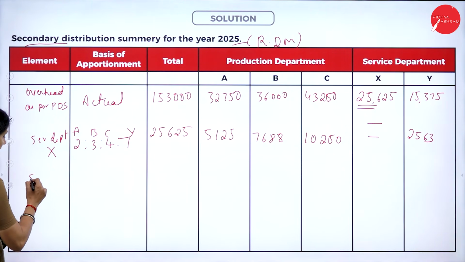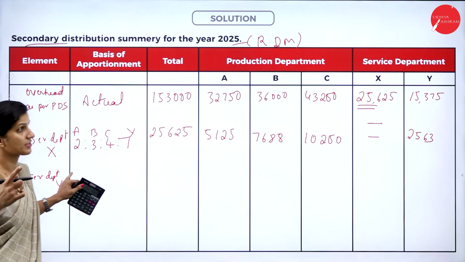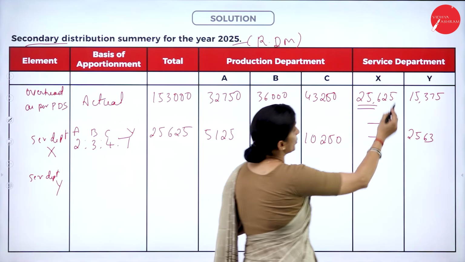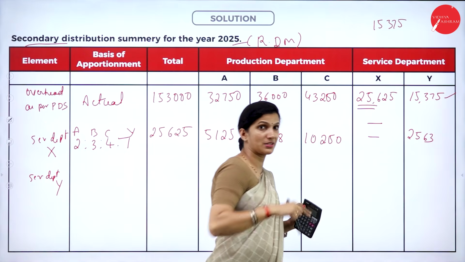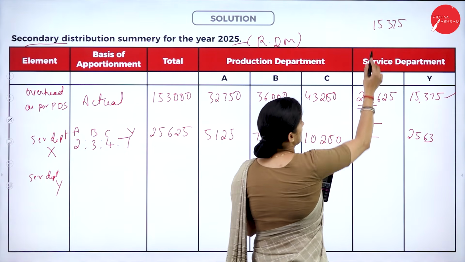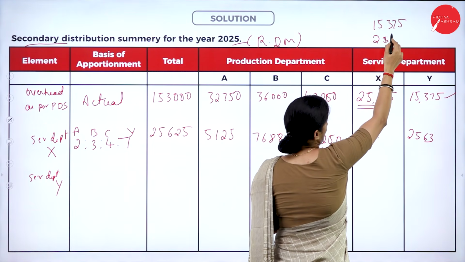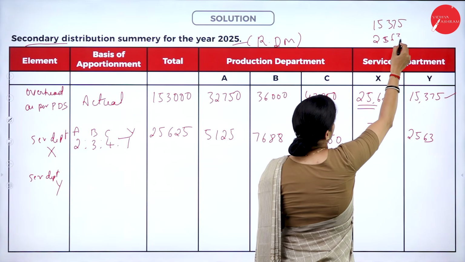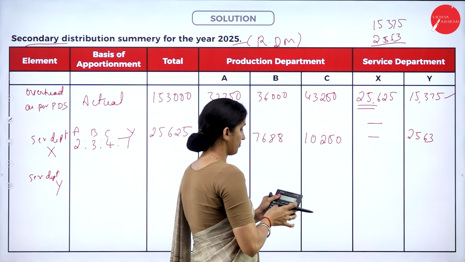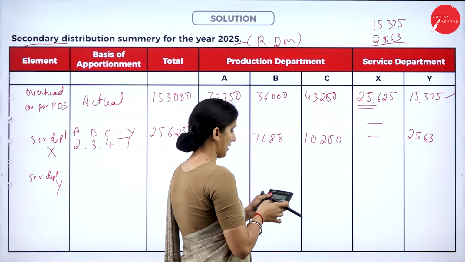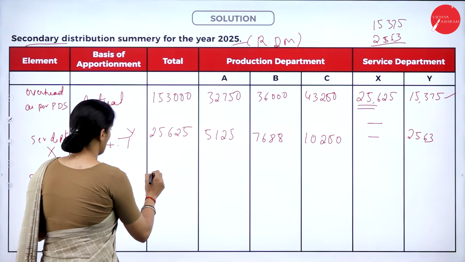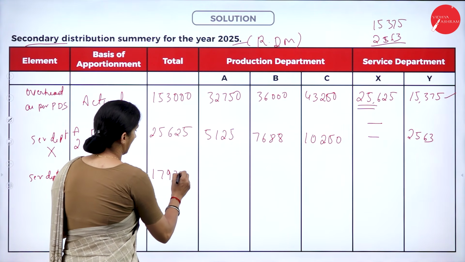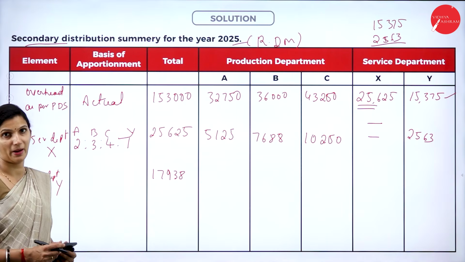Next, again you will take service department Y. So what is the service department Y overhead now? You will take 15,375, as per the primary distribution summary. Again, the X portion you have, that is 2,563. So the total comes to 15,375 plus 2,563, so the total comes to 17,938, the overhead of service department Y.